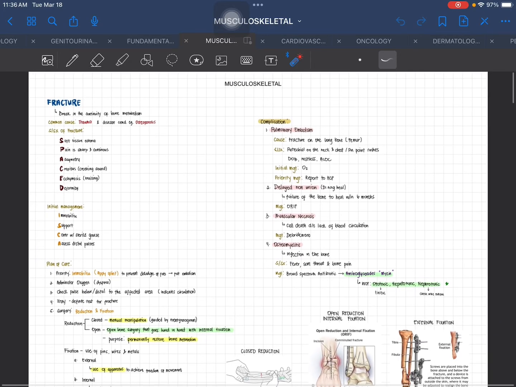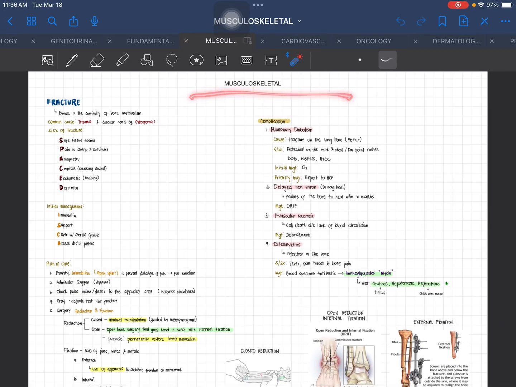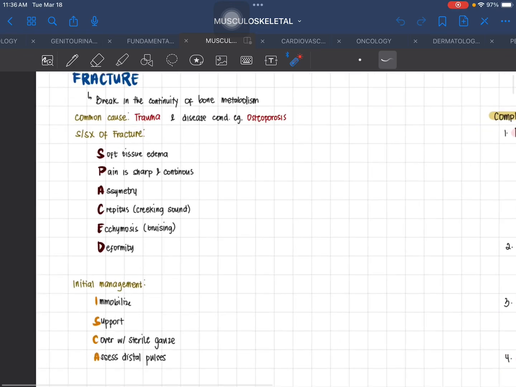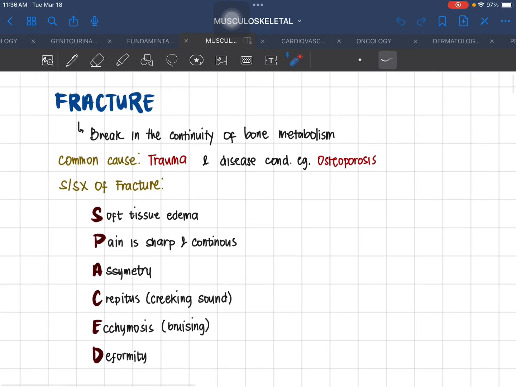So, ang subject po natin today ay musculoskeletal. So, magsisimula tayo sa fracture. By the way, this is a combination of season 8 and 9 na musculoskeletal system. So, first, fracture.